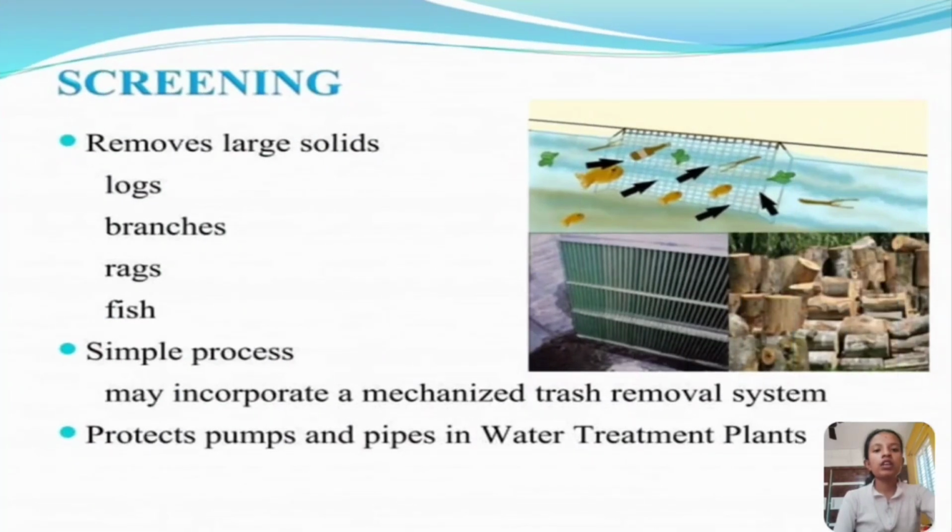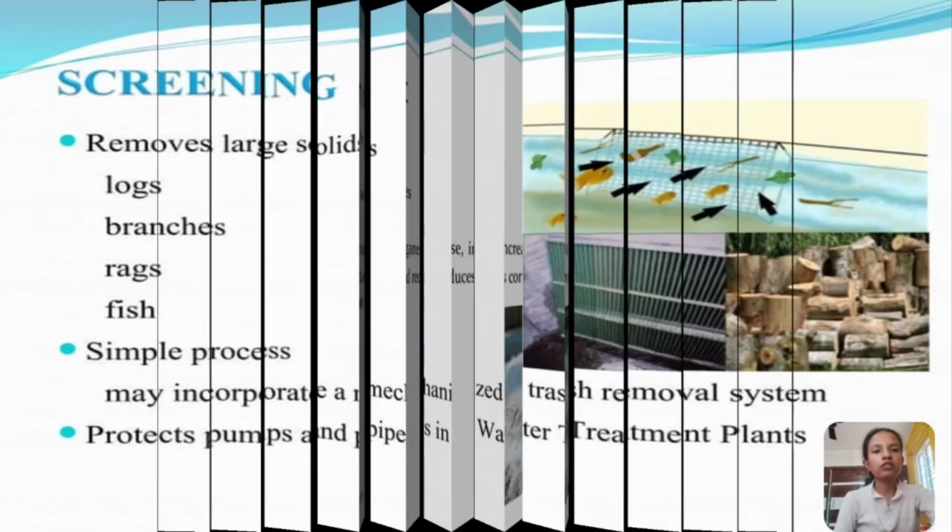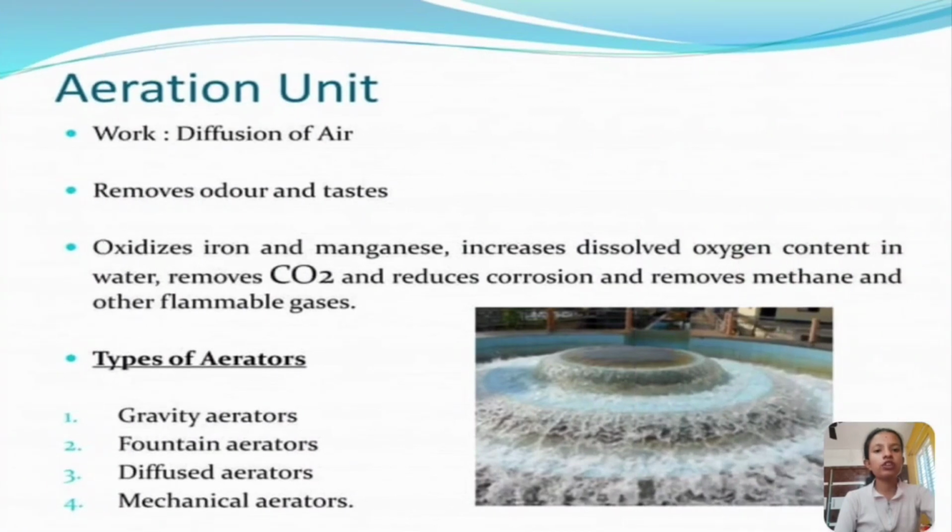Screening. Screening removes large solids, logs, branches, rags, fishes. It is a simple process, may incorporate a mechanized trash removal system, protects pumps and pipes in water treatment plants. Aeration unit work: diffusion of air, removes odor and taste, oxidizes iron and manganese, increase dissolved oxygen content in water, removes carbon dioxide and reduces corrosion and removes methane and other flammable gases.